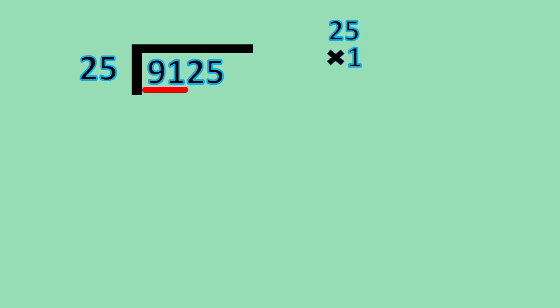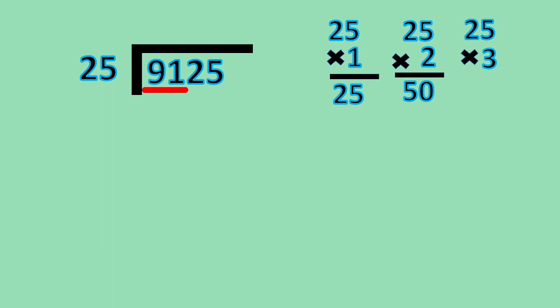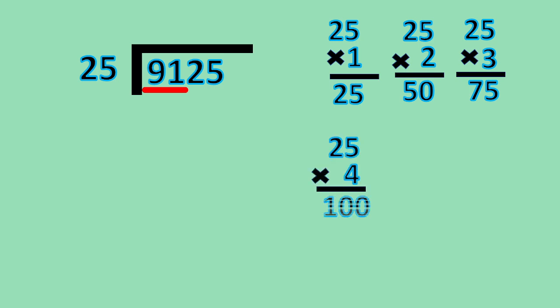First, let's try 25 times 1 is equal to 25. Let's try 25 times 2 is equal to 50. Let's try 25 times 3 is equal to 75. And let's try 25 times 4 is equal to 100. Pretty close, but we went over. So we will use 25 times 3 is equal to 75.